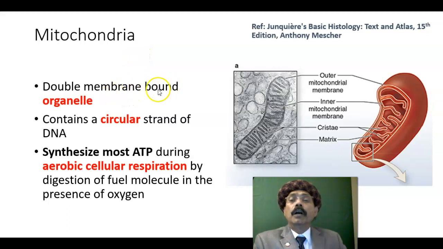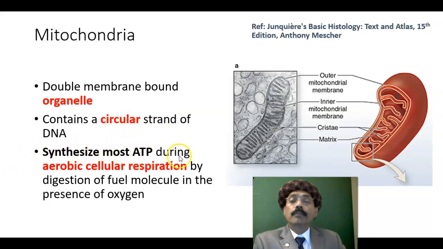Today I will discuss the histology of the mitochondria. Mitochondria are organelles. They are double membrane bound structures like other organelles, and contain a circular strand of DNA that is different from the DNA of the nucleus. Here it is circular, while nuclear DNA strands are not circular, they are elongated.